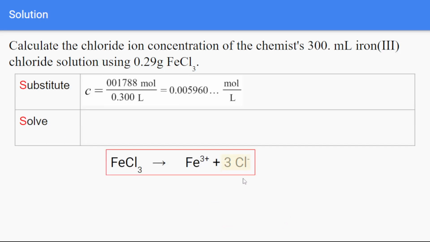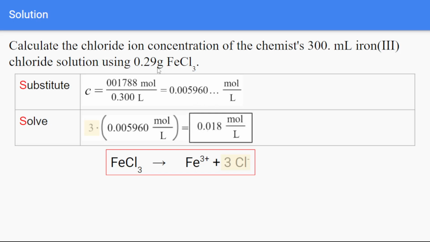Since we have 3 chloride ions for every iron 3 chloride, we have to multiply the molarity by 3, and that gives us 0.01788 moles per liter. If you use sig fig rules, we have to round that to 2 significant figures, so the answer is 0.018 moles per liter.